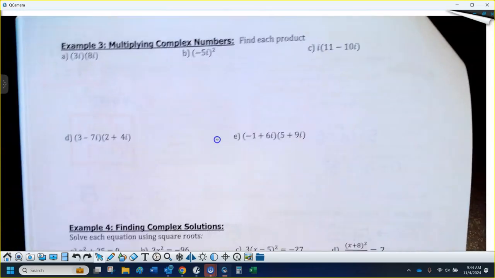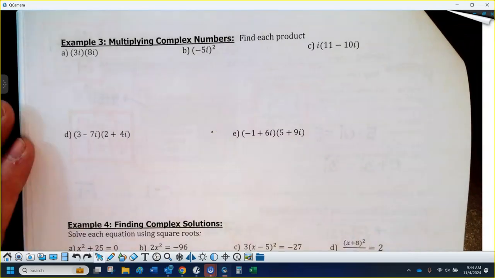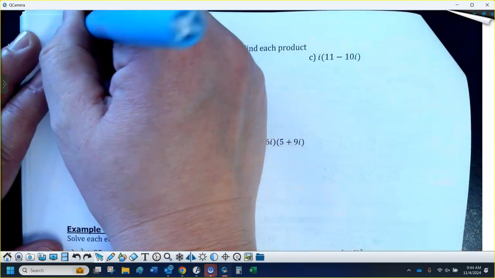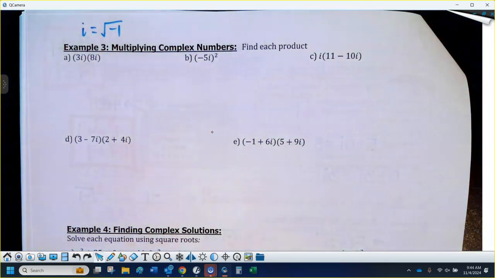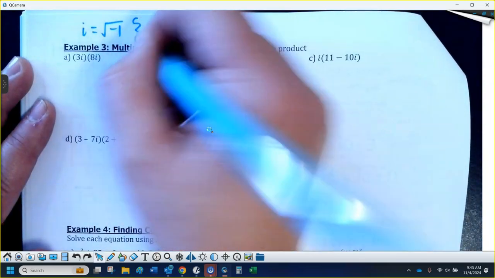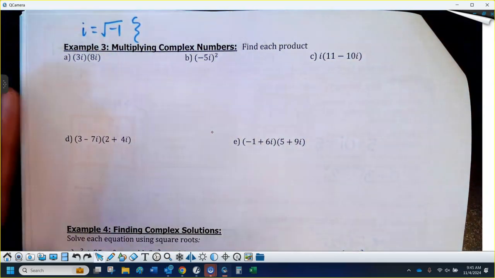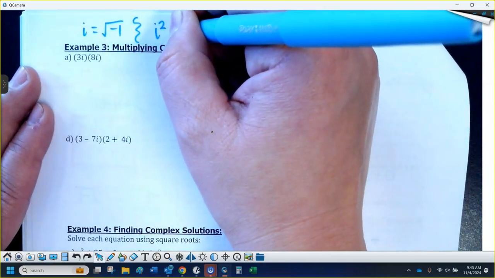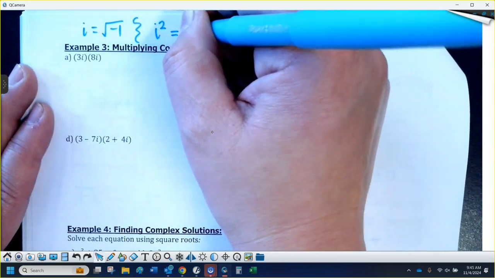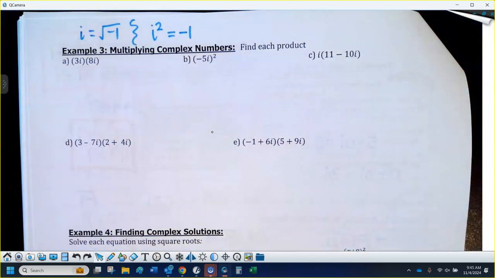Okay. Now, at the top, i is the square root of negative 1. That's really more helpful on the questions where we were breaking down the radical. The other part of that definition is going to be essential to this example, and that is that i squared, so i times i, equals negative 1. It actually becomes a real number.